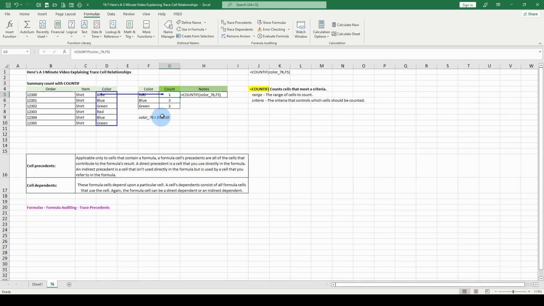There you can see in order for this count to be number one, it has to track down this information, and these are the precedents in order to determine this particular outcome. Remove Arrows, hit Trace Precedents, and you could see what's going on here.